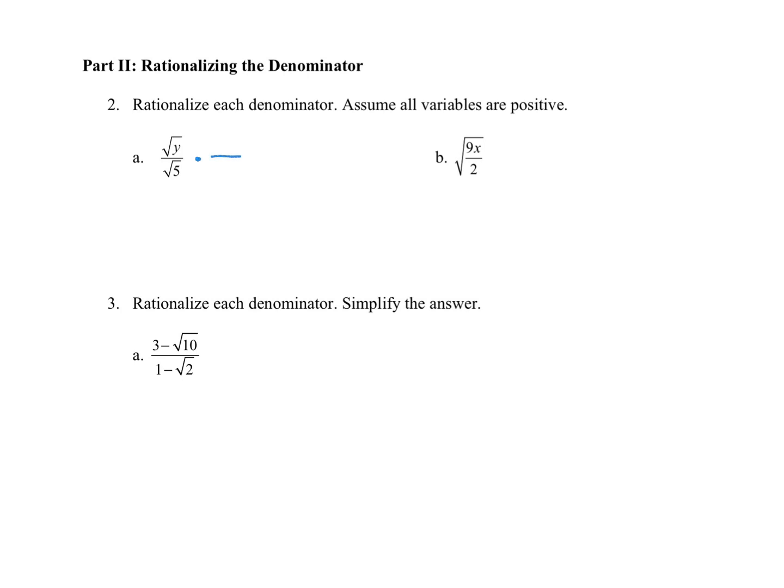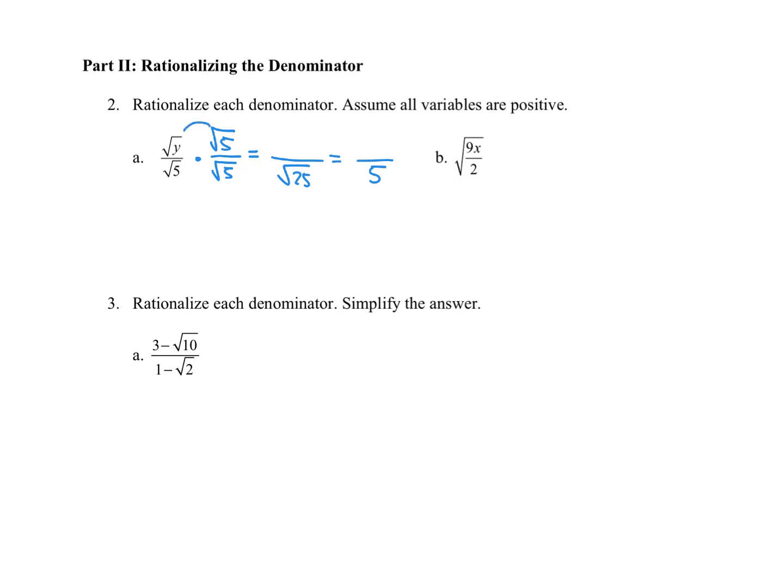So in this first example, I'm going to multiply by the square root of 5 over the square root of 5. I do that because in the bottom, when I multiply the square root of 5 by the square root of 5, I get the square root of 25, which is just a regular 5. And so the radical goes away and I have a rational number in the denominator. Since I'm multiplying by the square root of 5 over the square root of 5, I'm really just multiplying by 1, so I'm not changing the value.